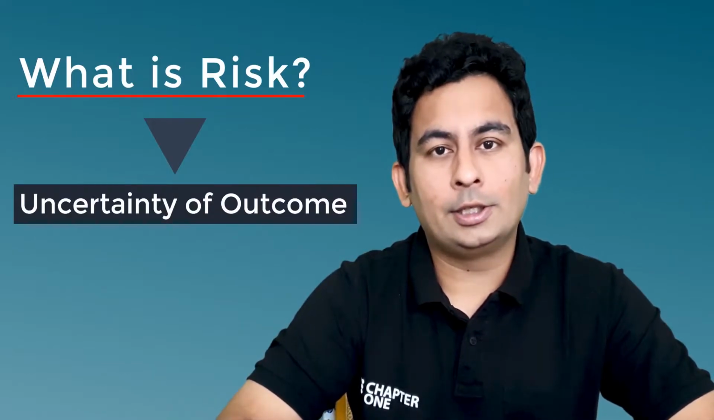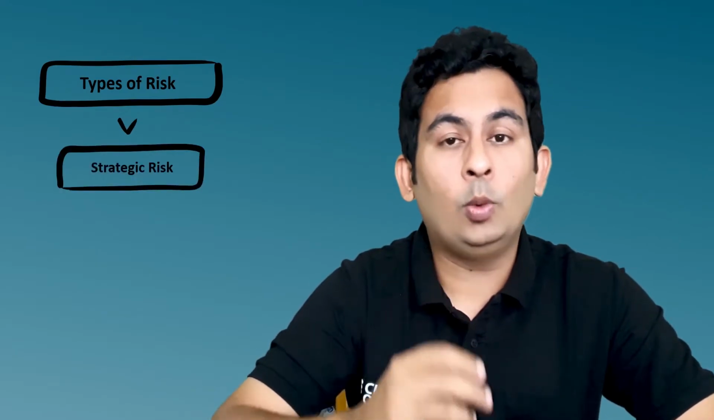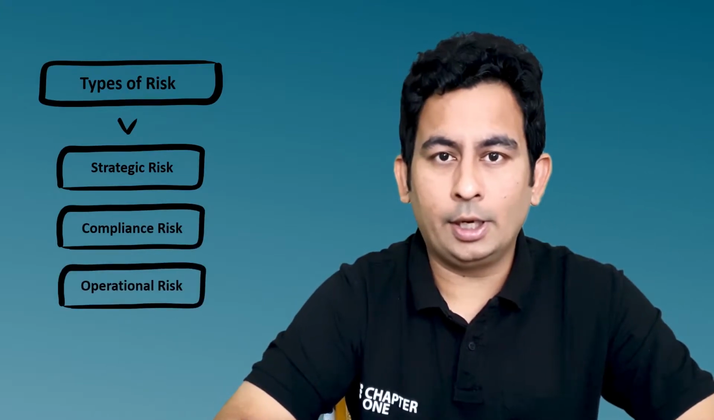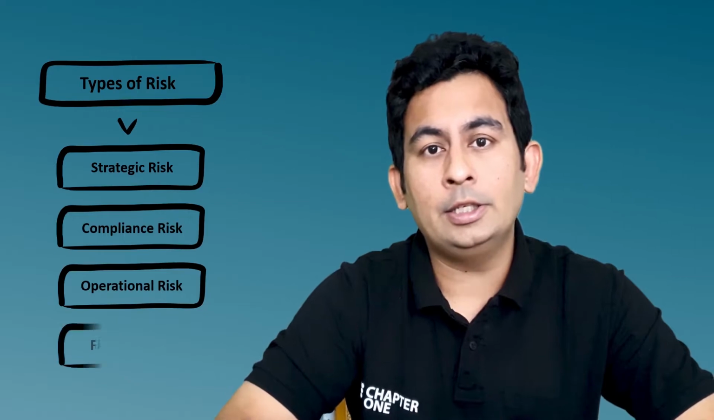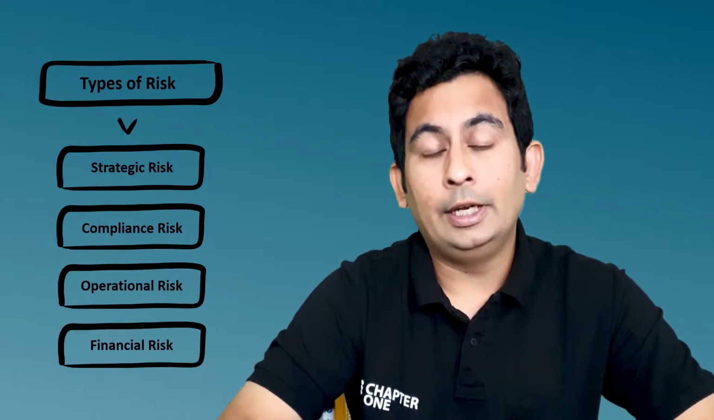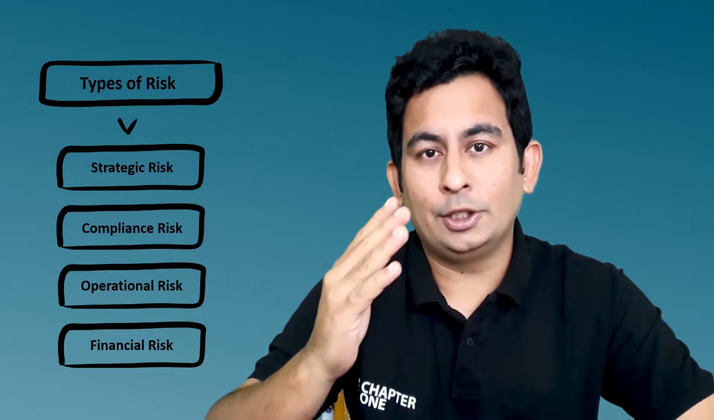Having understood risk, we have to understand what are the different types of risk. In our syllabus, risk is categorized into 4. The first one is called as strategic risk. The second one is compliance risk. The third one is operational risk. And the fourth one is financial risk. As chartered accountants, it is our core competence to understand and manage financial risk.